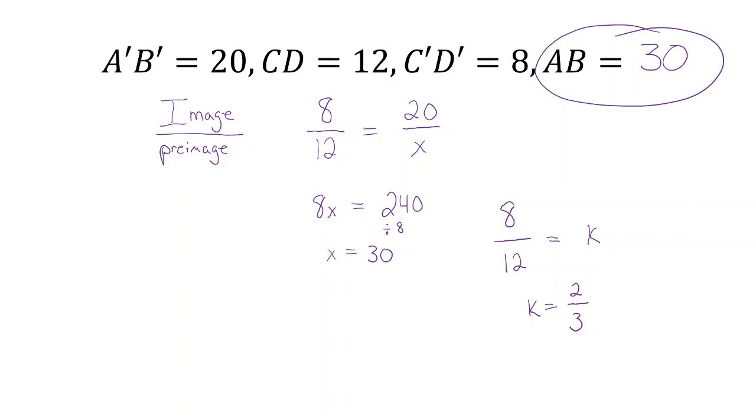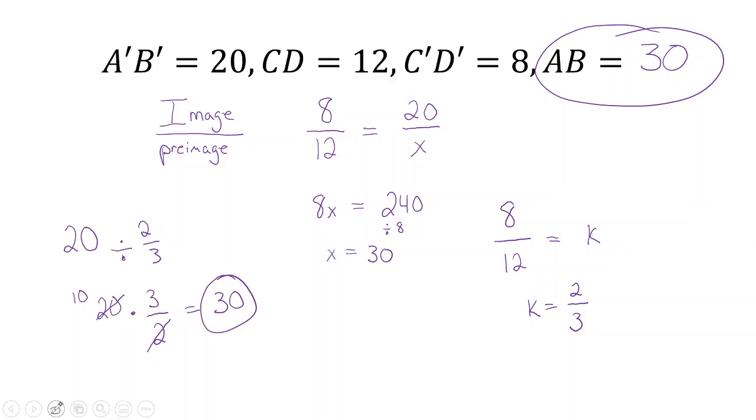So we take the pre-image and multiply by 2/3. In this case, I have the image of 20. And the opposite of multiplying would be dividing. So let's divide by 2/3. How do you divide by a fraction? Well, you multiply by the reciprocal. So that'd be 3 over 2. Again, we could reduce before we multiply. 2 goes into 20 10 times. 10 times 3 equals 30. So either way, we're going to get the same answer.